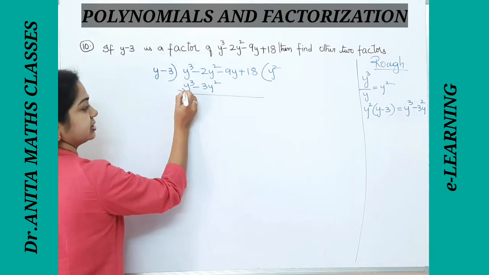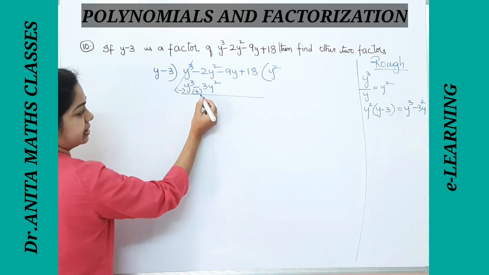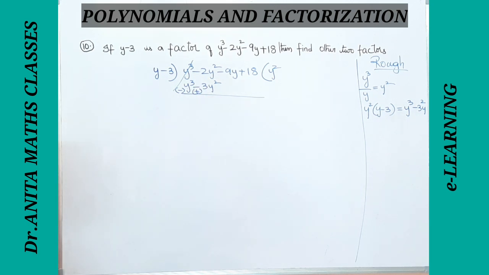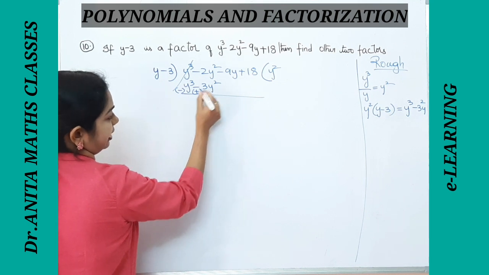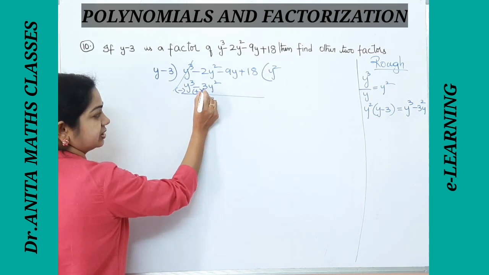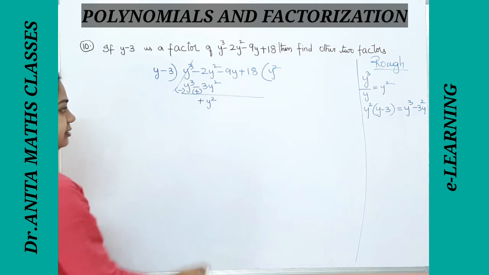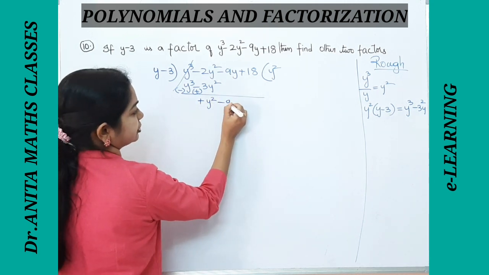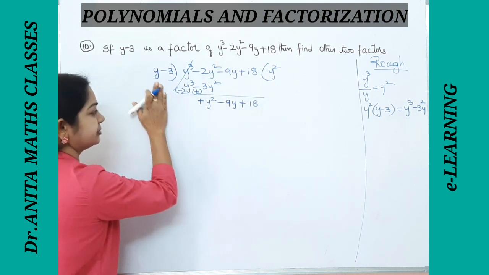That means changing the signs first. So y cube gets cancelled, and minus 2y square plus 3y square, you get y square. Plus, and drop the minus 9y plus 18. Now this becomes the new dividend.